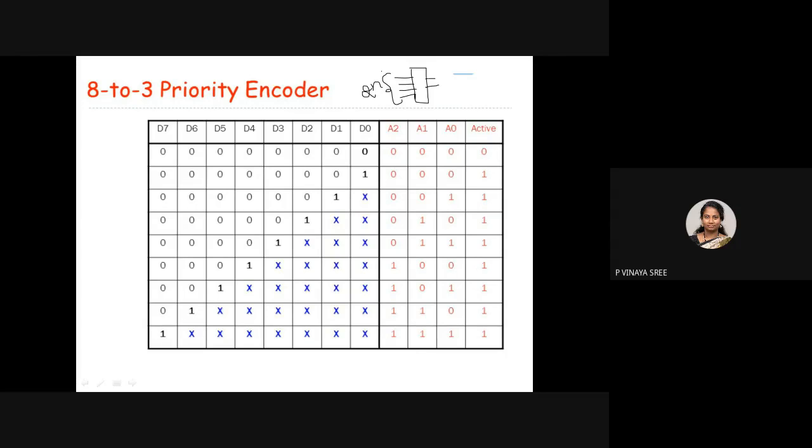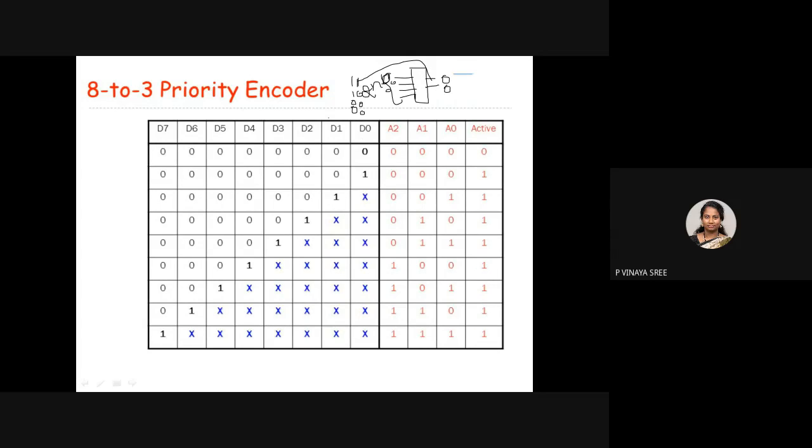But what happens if, instead of one, there are more inputs high? So we have 4 inputs. If there is 1, 0, 0, 0, no problem. Only one input is high. This input will be passed to output, and if it is D0, you will be getting 0, 0. No issues. So this is a normal encoder.